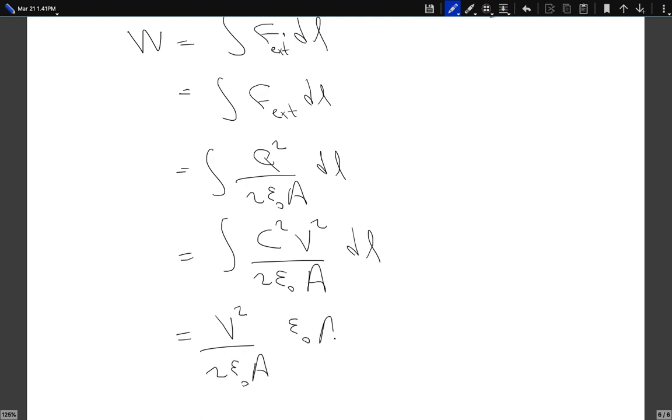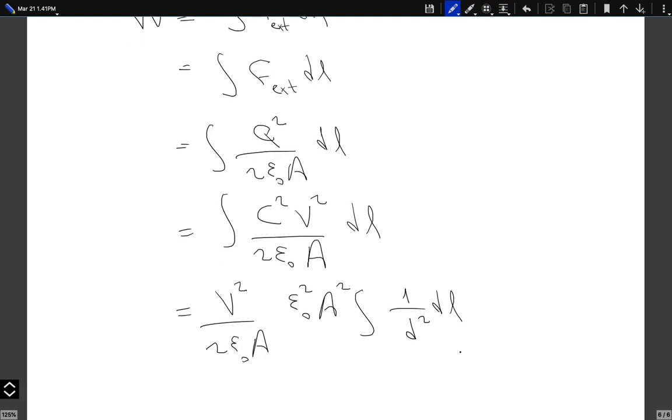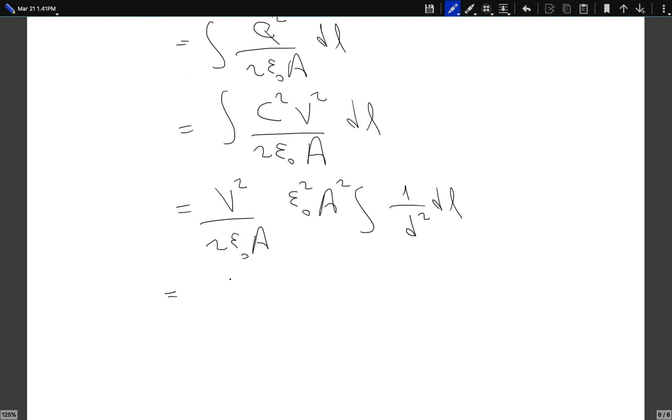C was epsilon 0 times A times 1 over the separation. Now I have the C squared, dl. dl is my discrete step while I'm moving the plate. Every time I move, d changes by dl. So that dl is actually dd, the change in d. So let me simplify this epsilon 0 A. So this is 1 over 2 epsilon 0 A V squared integral of 1 over d squared.